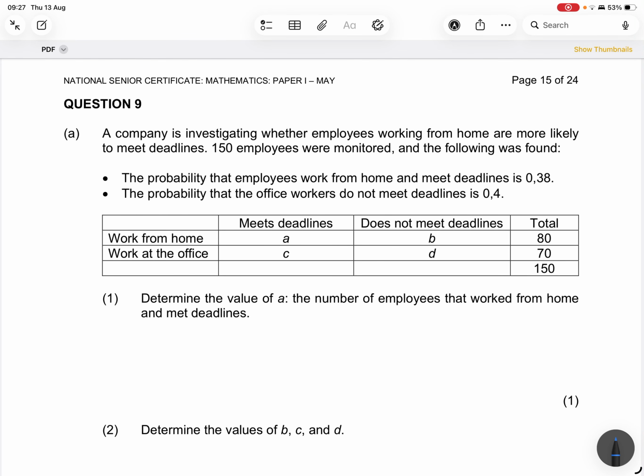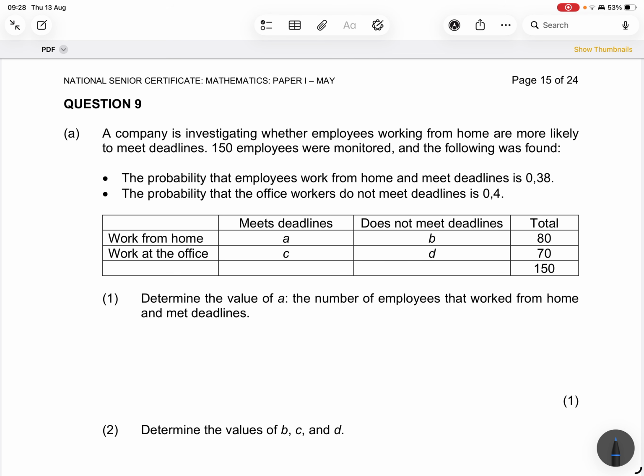And now we hop on to question number 9, which is based on probability. I know this is our favorite section, right? All right, so they say to us, a company is investigating whether employees working from home are more likely to meet deadlines. 150 employees were monitored and the following was found.